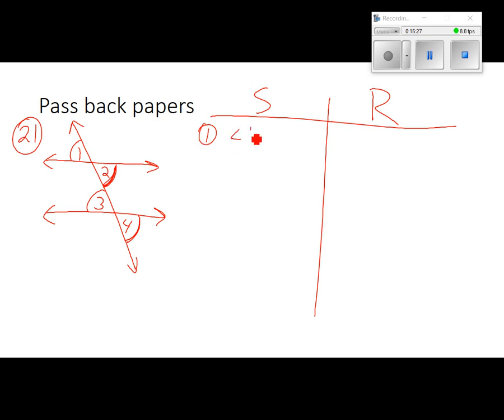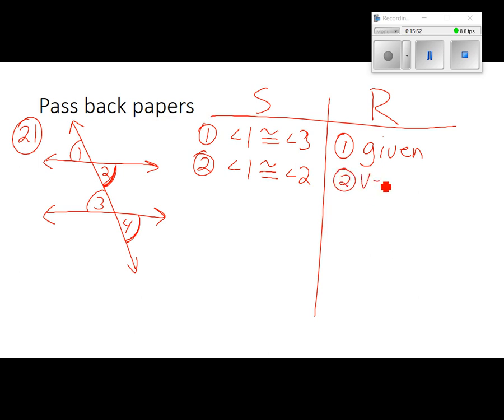Angle 1 is congruent to angle 3. How do we know that? Given. That was all the given. What did you tell me after that? Angle 1 is vertical to angle 2, so angle 1 is congruent to angle 2, right? And we knew that because vertical angles are congruent.